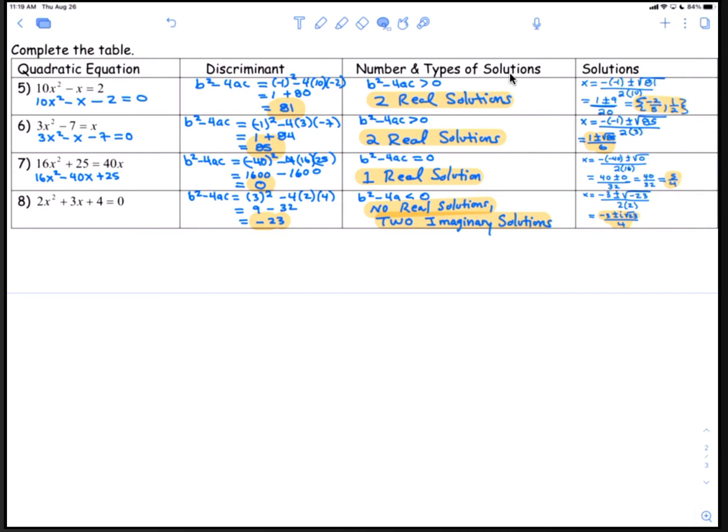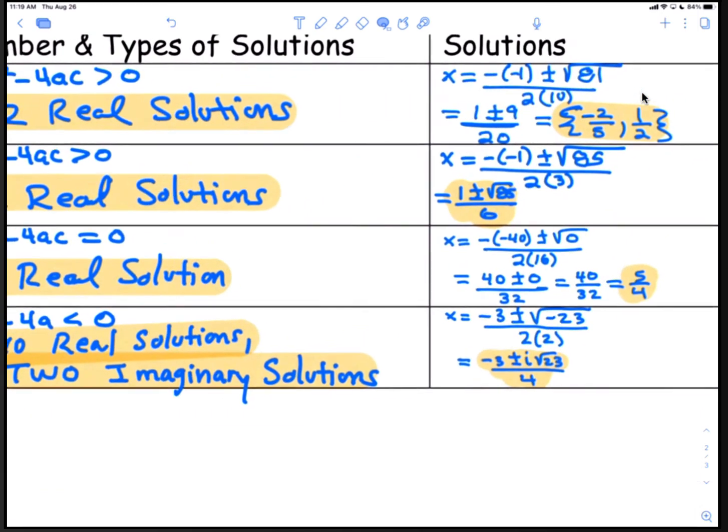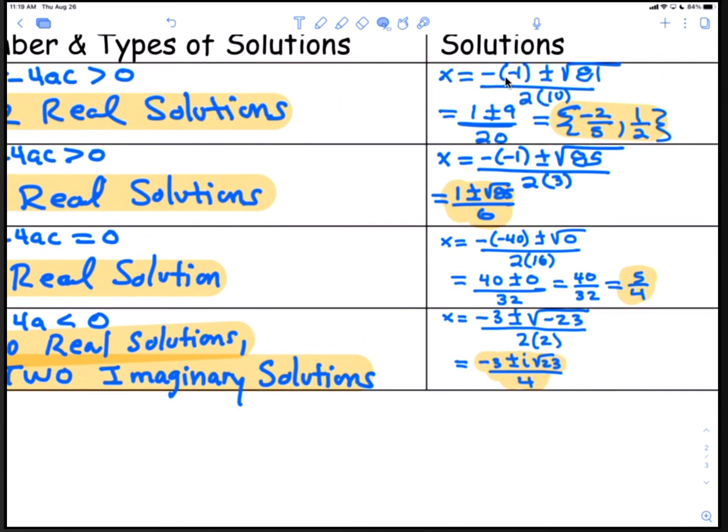The number and types of solutions? Well, since 81 is greater than 0, that means our discriminant is greater than 0, we're going to have 2 real solutions. And those solutions are, plugging it into the quadratic formula, the negative of negative 1 plus or minus the square root of 81 over 2 times 10 comes out to be 1 plus or minus 9 over 20, which simplifies to negative 2/5 and positive 1/2.